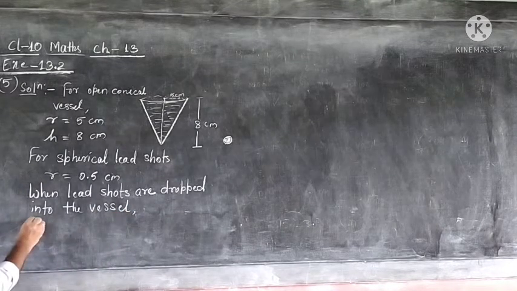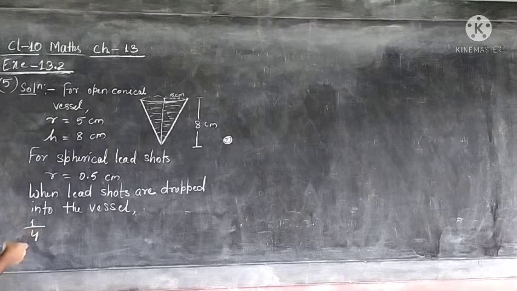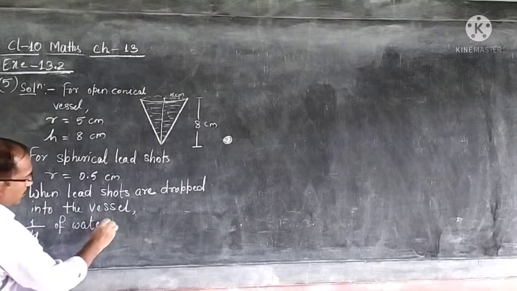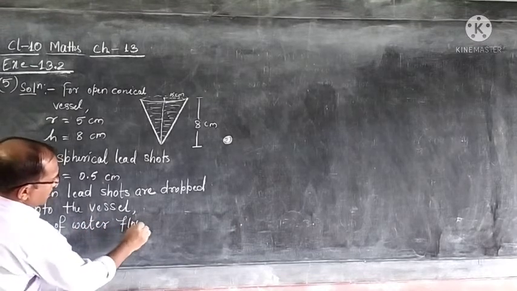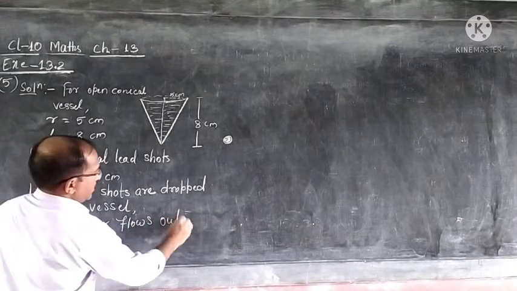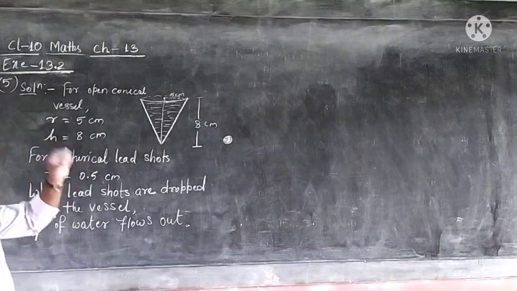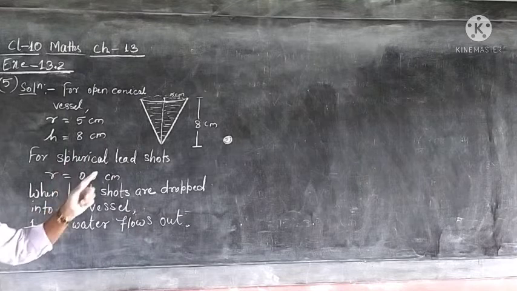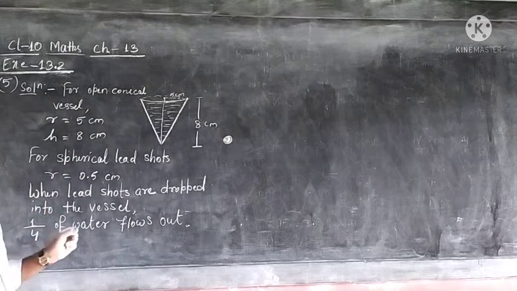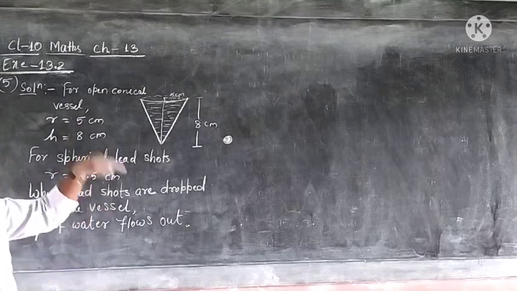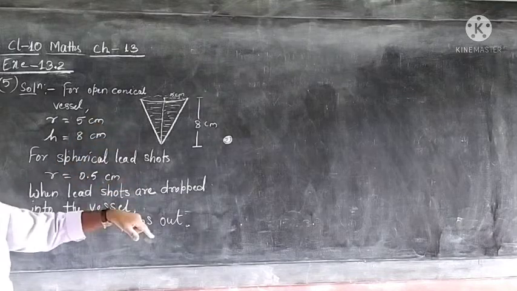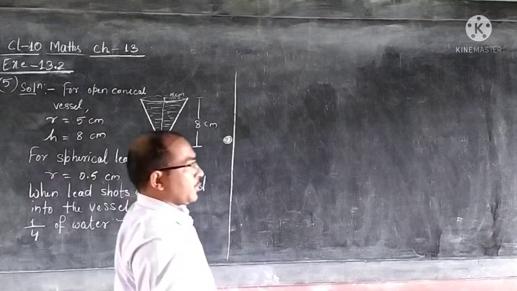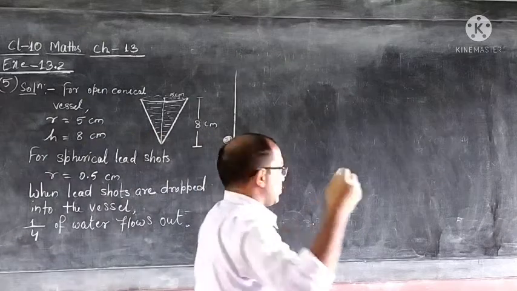1/4, I will write here, not in words, in fraction. 1/4 of water flows out. That means as many lead shots as we dropped, their volume is equal to 1/4 of the volume of the water in the vessel. This we need to remember. How many shots we dropped, we don't know.